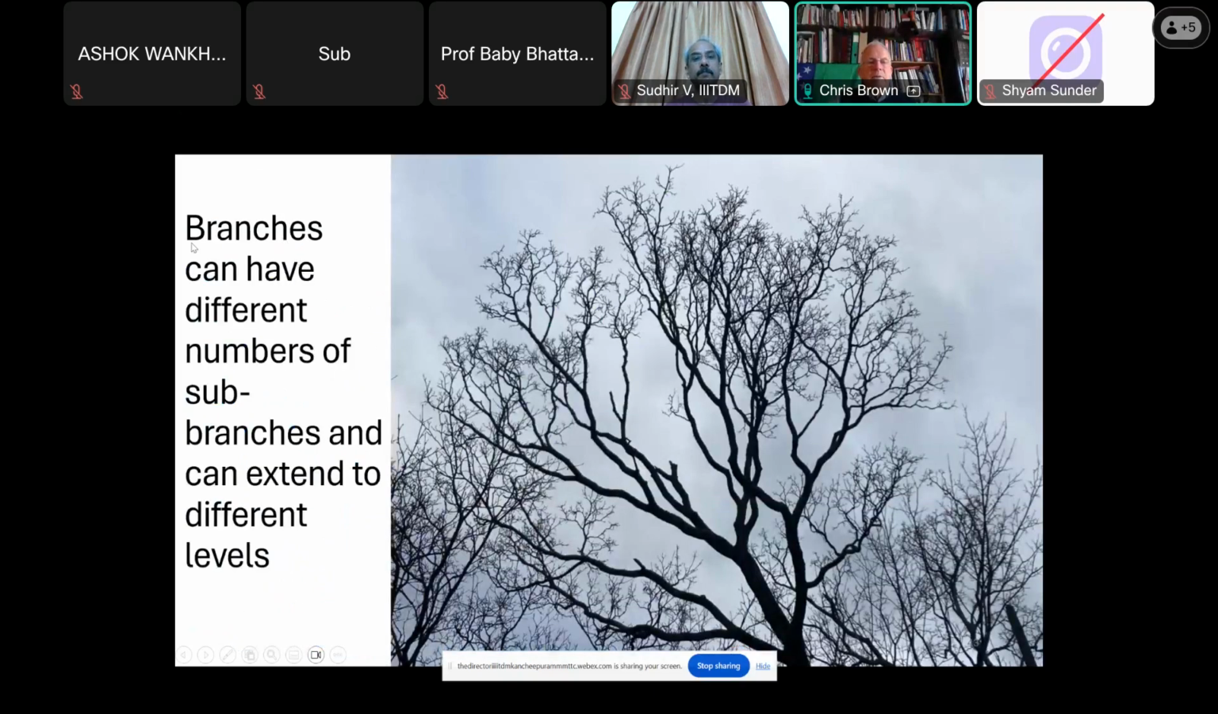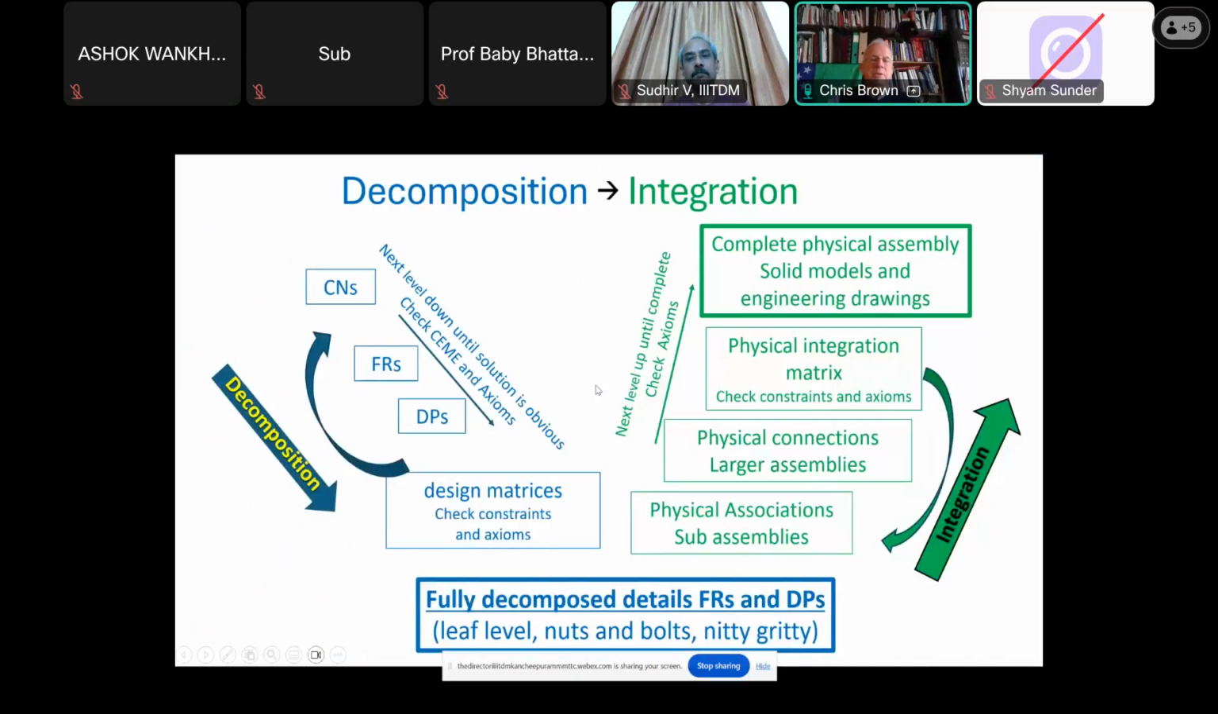So while I showed that to be very symmetric, the branching can be sort of more natural, like we see in nature, and so they don't all have to be equal length or all the different branches in our decomposition. So we've talked about decomposition a lot, where we're going from the CNs to the FRs to the DPs, and then creating the design matrix, and then back again, next level down until the solution is obvious. And now we have fully decomposed details, the FRs and DPs. So here's all the components. Now we need to assemble it into a complete physical assembly.